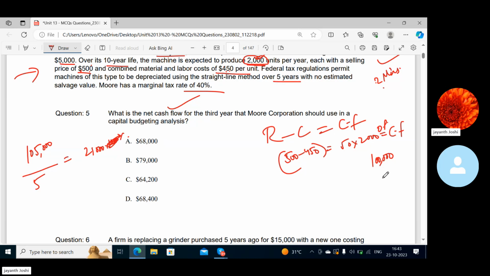Or else, 40% of this we will remove, and we will take 60% of this. So can you tell me what's the amount? 12,600. 60% of this. Yes.